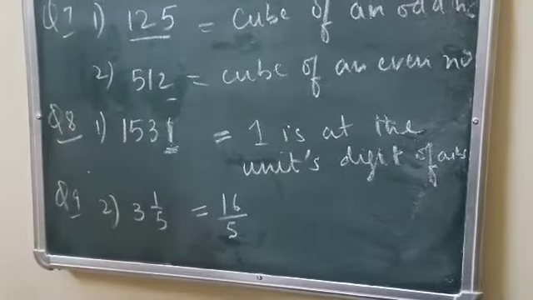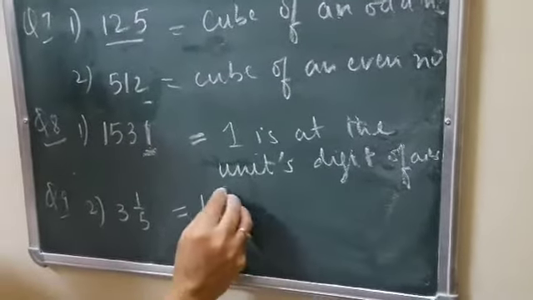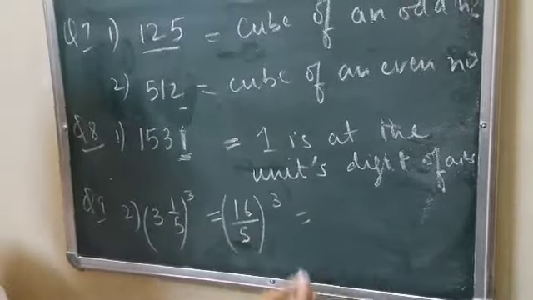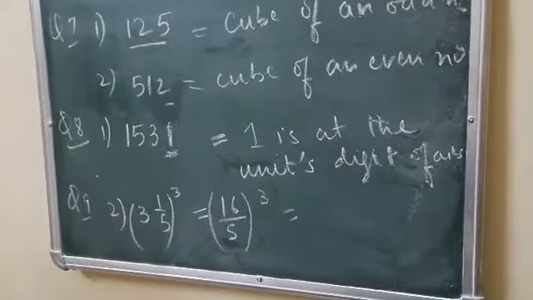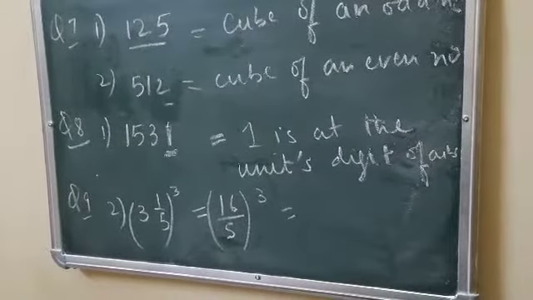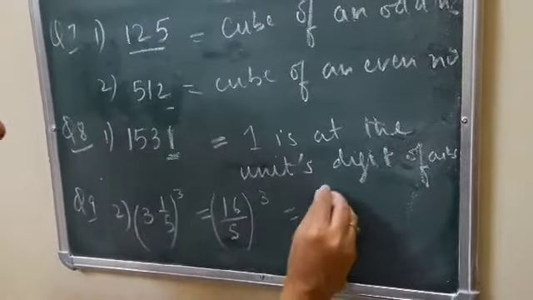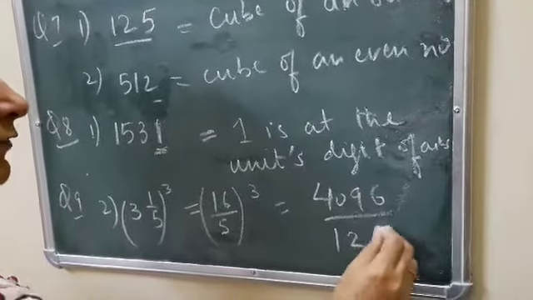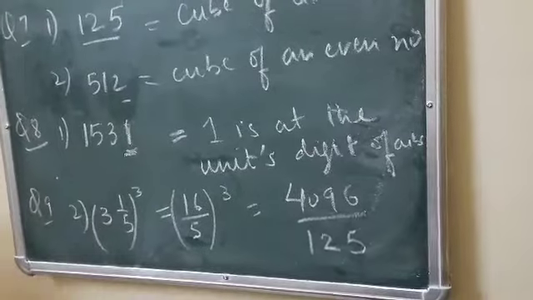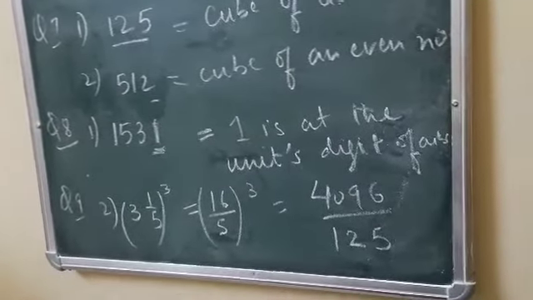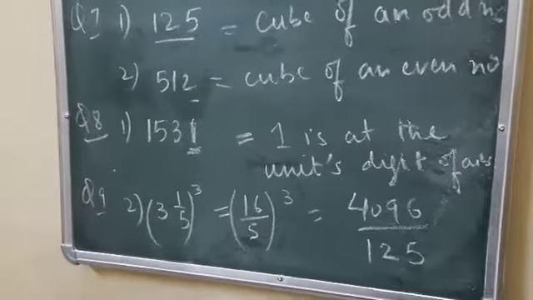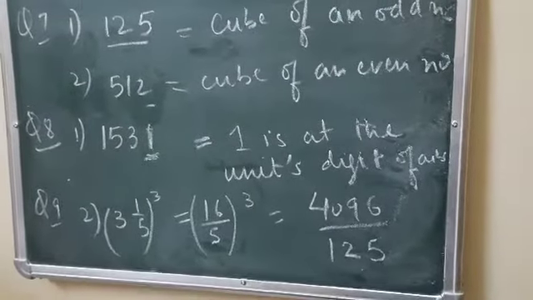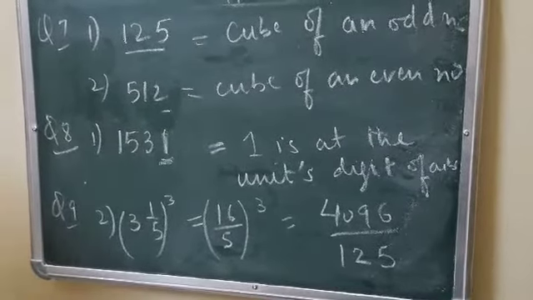Now as you have to find its cube, we will find the cube of both the numbers. Cube of 16 is 4096. 16 into 16 into 16 is 4096, and cube of 5 is 125. So this is what is there in exercise 4.1. You have to complete question number 5 to 9 in your notebooks.